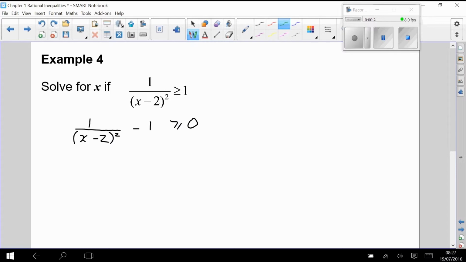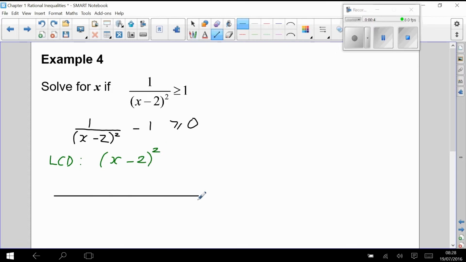I must find an LCD. As this is an inequality and it's not a polynomial, I must make sure that I do not get rid of my denominator. The LCD, being the most of all types of factors, must take x minus 2 all squared. And now writing the left-hand side over the common denominator of x minus 2 squared, the first numerator remains unchanged, so that is 1, but the second numerator is going to be minus x minus 2 all squared.